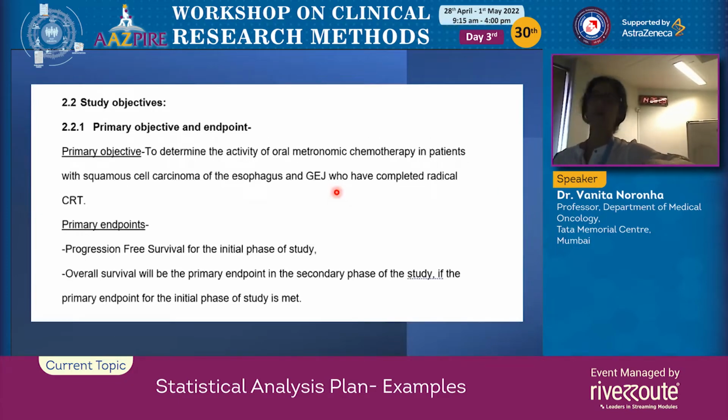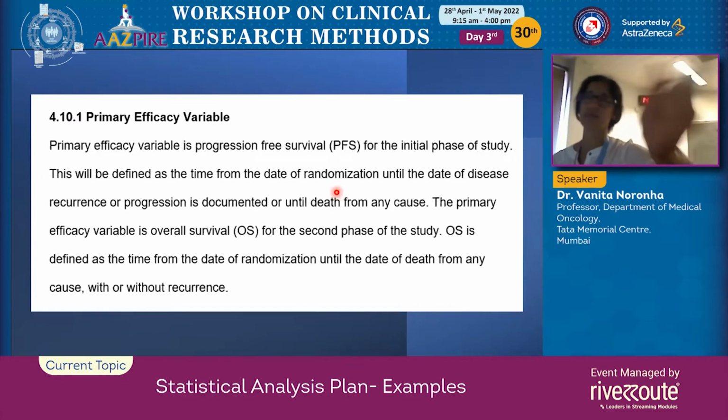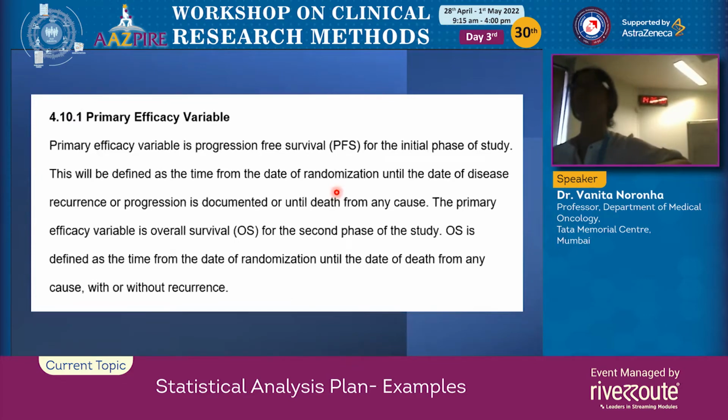So our primary endpoint was progression-free survival. Okay, no problem with that. Anyone has any concerns about that primary endpoint? And this was the definition. So what I'm showing you is a picture of the original protocol. So the primary endpoint was PFS. This was an integrated phase 2, phase 3 design. So PFS for the phase 2 part of it, and then if that was positive, then to go to the phase 3, which was OS.